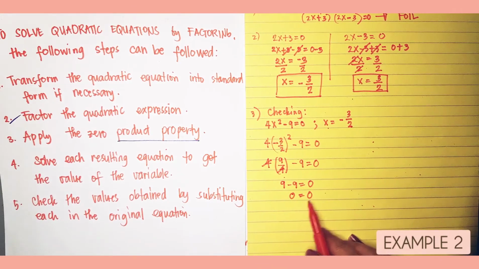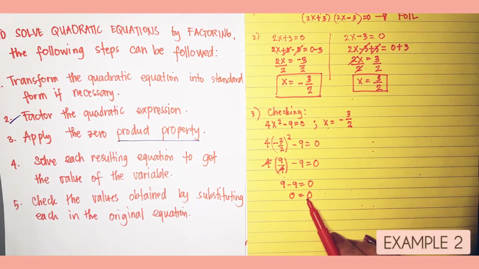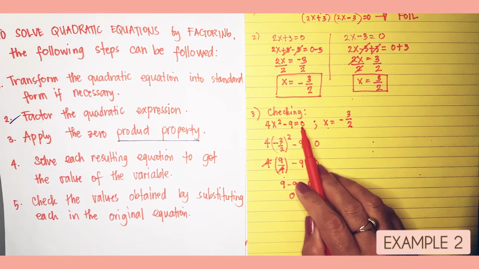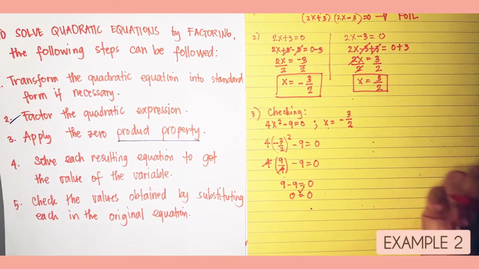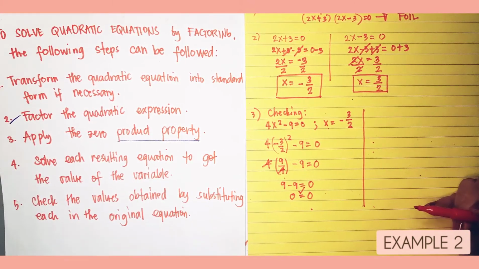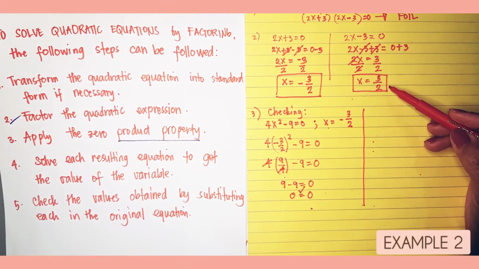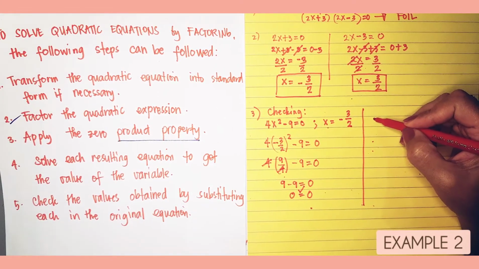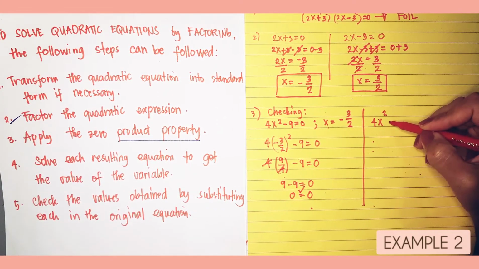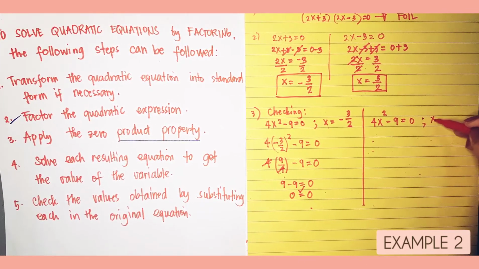So in other words, the first value of x, which is negative 3 halves, satisfies the equation of 4x squared minus 9 equals 0. Thus, it is correct. Let's proceed to the next value of our x, which is positive 3 halves. So from the equation, 4x squared minus 9 equals 0 when x is equal to positive 3 halves.